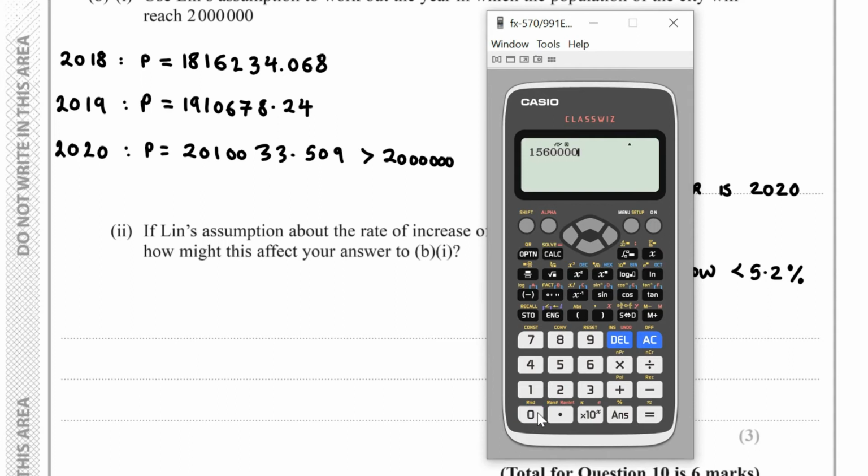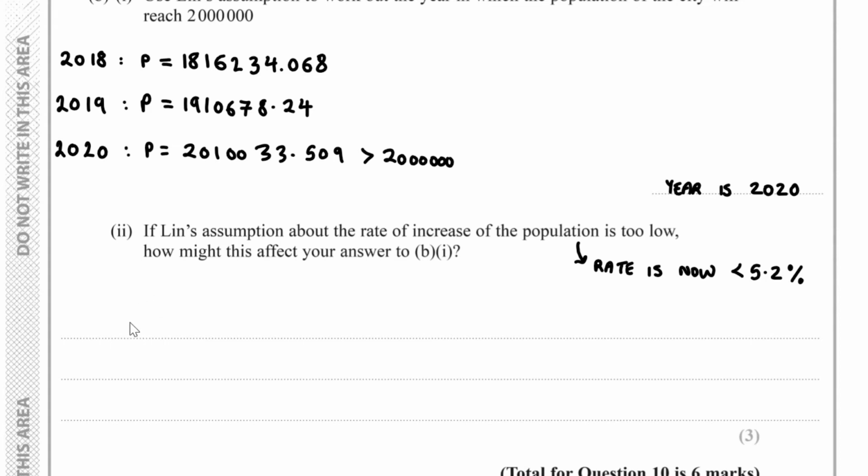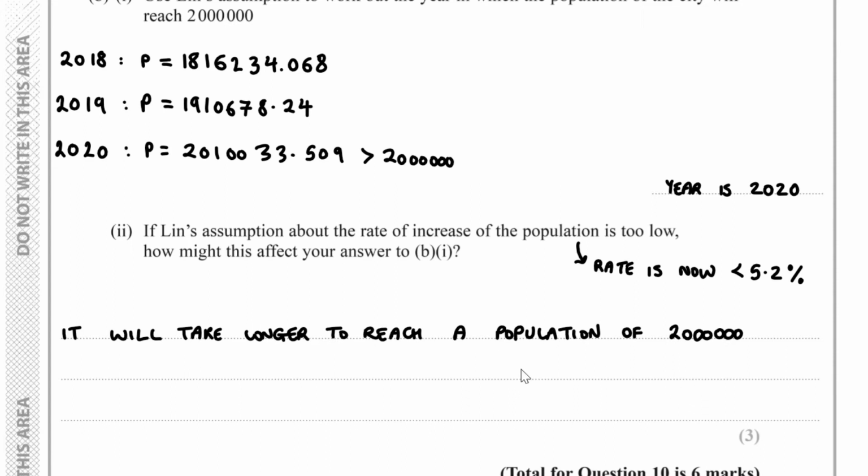so here we've got 1560000. So if we have say a smaller number, say 3%, so here we've got 1.03, then if I raise this to the power of 5, we've not reached 2 million yet. So if I raise this to the power of 7, still not reached 2 million. If I raise this to the power of 9, well, now it's greater than 2 million. So what we're saying here is it will take longer to reach a population of 2 million than by 2020. So it will take longer to reach a population of 2 million.